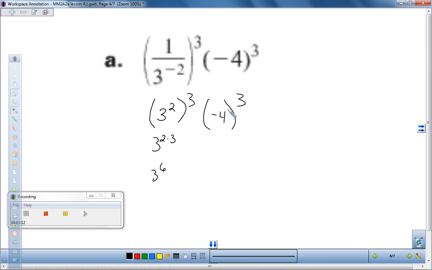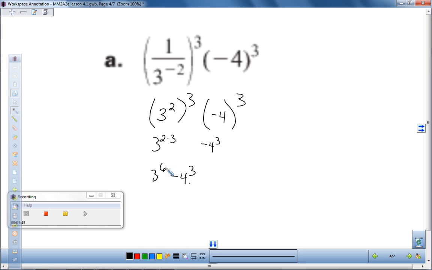Now here, 1 would be here if you wanted to write it in, so you could write it like this. But we're going to end up with negative 4 to the third power. Negative 4 times negative 4 would give us positive 16 times negative 4. Well, I'm going to go ahead and write it this way, just for simplicity for right now, and then I'm going to do the power in a second.